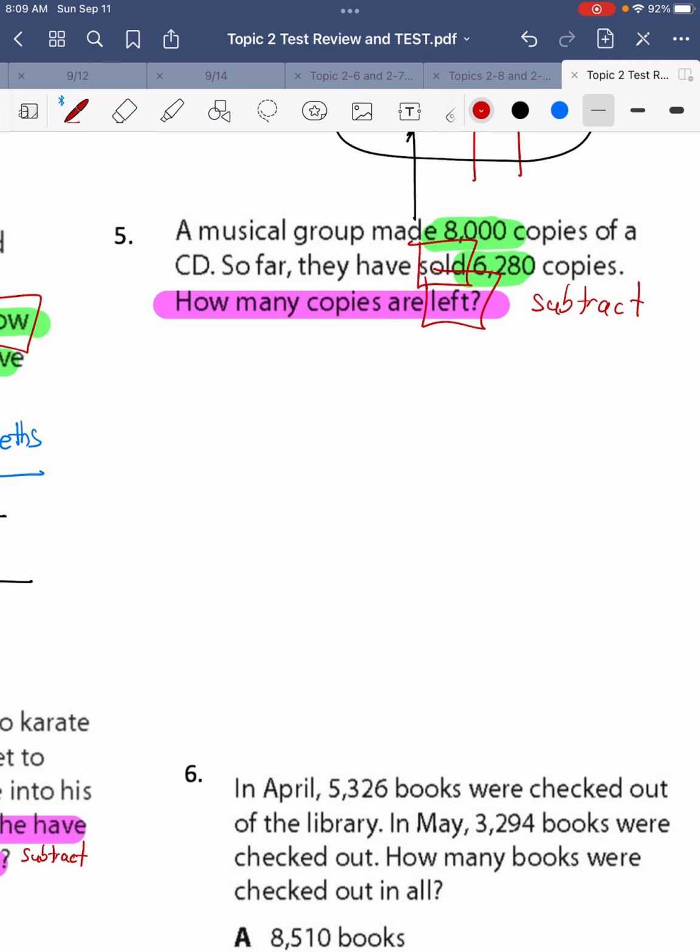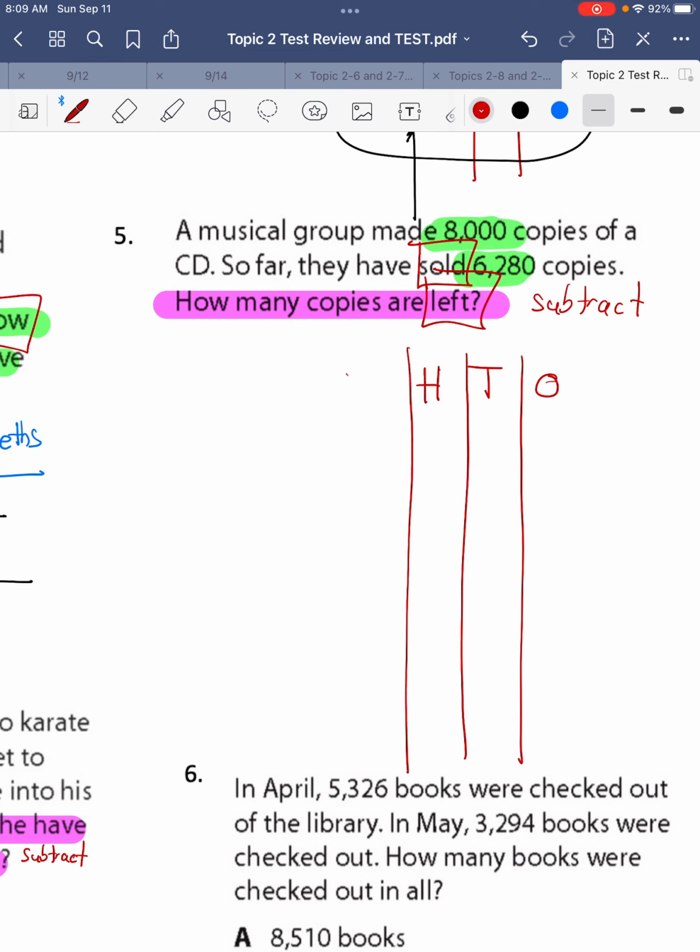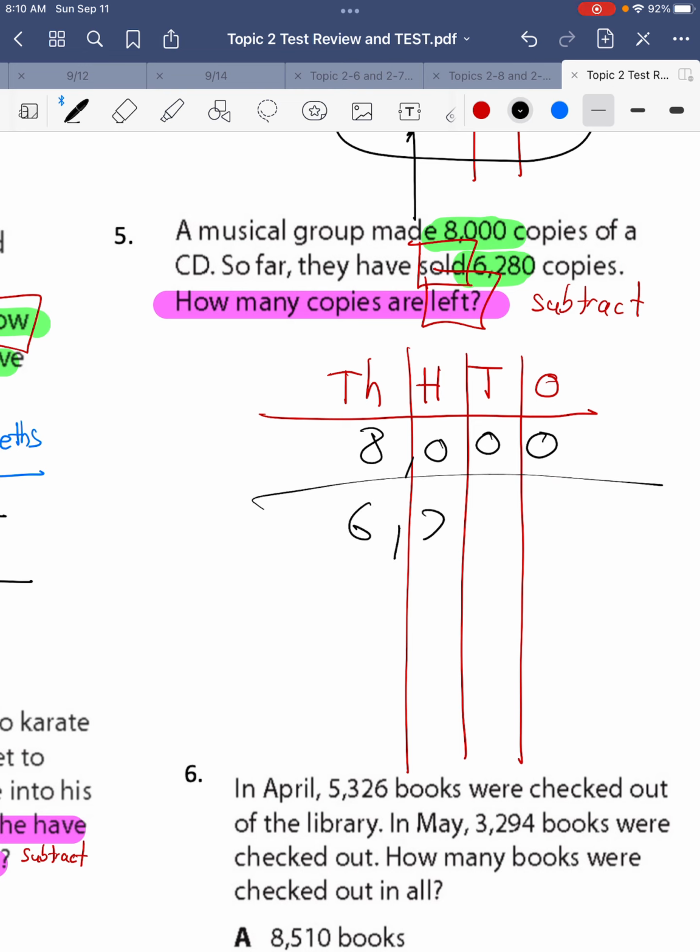So again, I'm going to make my PVC chart. My numbers go up to the thousands. So I have my ones, tens, hundreds, thousands. Okay, so I'm going to plug them in there. I have 8,000. And then I have 6,280. And now I can subtract.